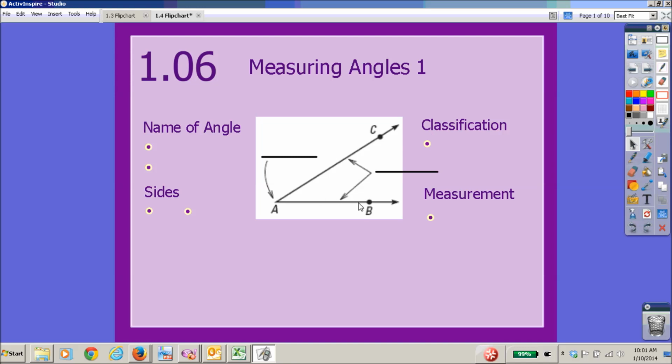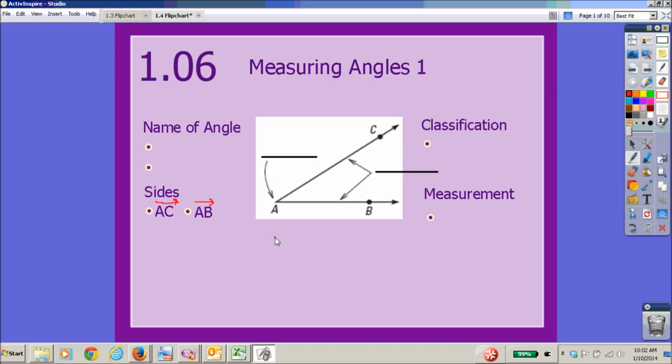What's an angle on this paper? An angle is made when two rays intersect. So we have ray AC and ray AB. Now, these should have ray symbols. We say the sides of the angle are sides AC and AB. Those are the two rays that intersected to form the angle.